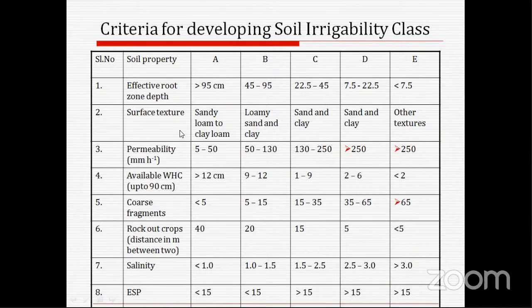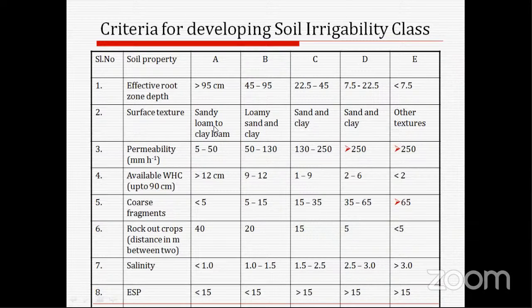Surface, what is the texture condition, students? What is surface texture? You can see loam texture. Sandy loam to clay loam you can expect in A, because of more depth. Whereas loamy sand and clay between 45 to 95. Whereas in C, you can see sand and clay, or here also sand and clay. But E, you can see some other texture. Here sometimes only sand will be there, so it is not suitable.